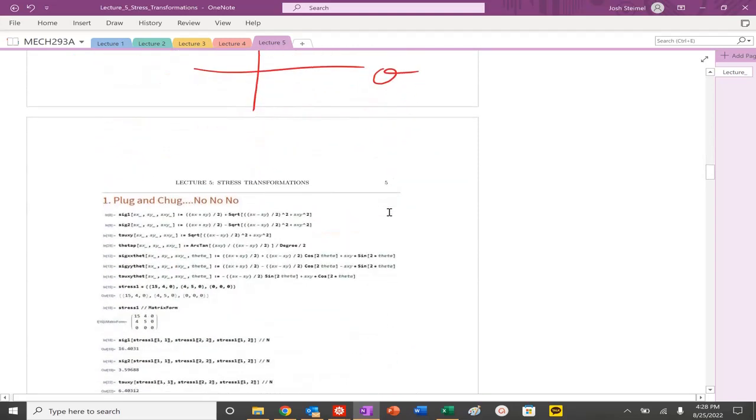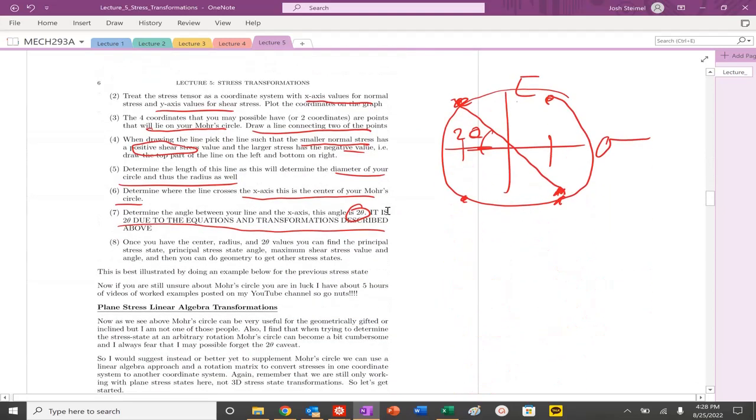So again, Mohr's circle is not the best approach because of this 2 theta complication and some geometry considerations as well. So once you have the center, the radius, and the 2 theta values, you can find the principal stress state, the angle, the maximum shear stress value, and you can find the geometry of this. So let's actually do an example.